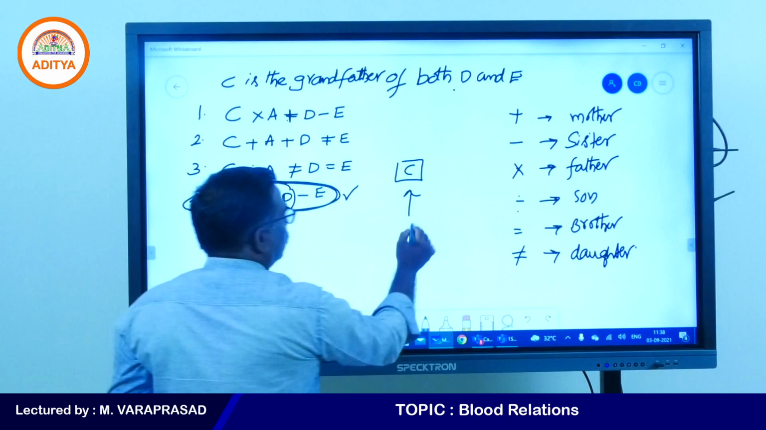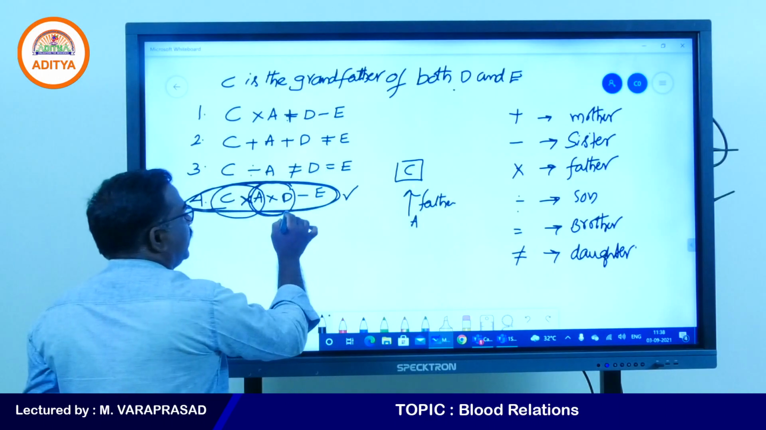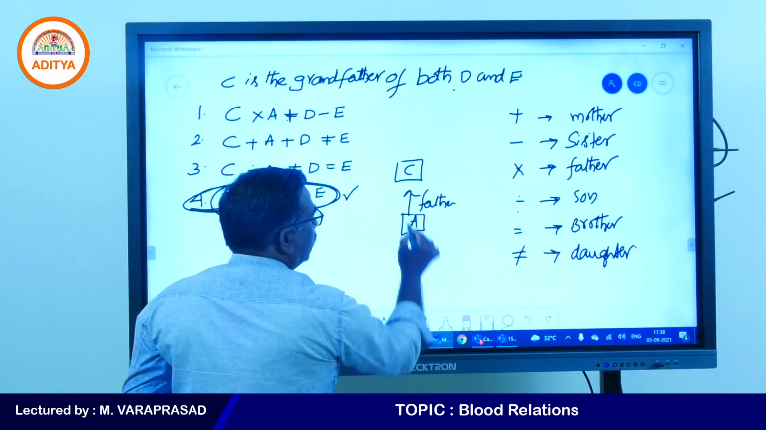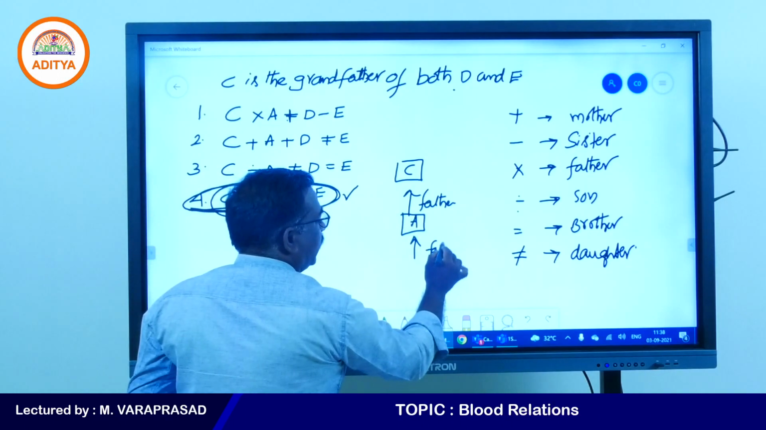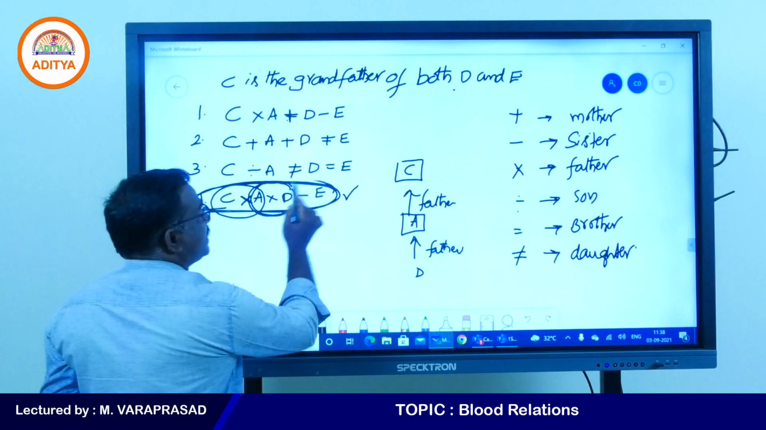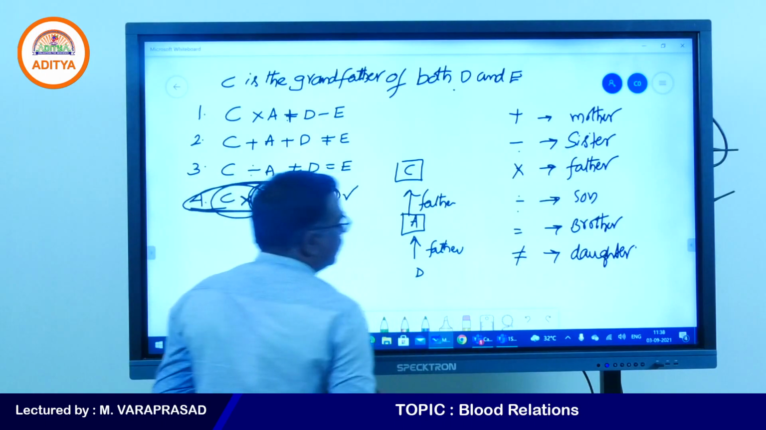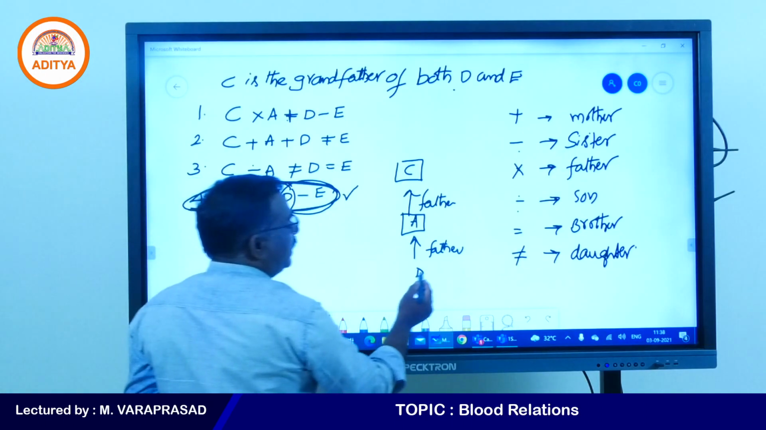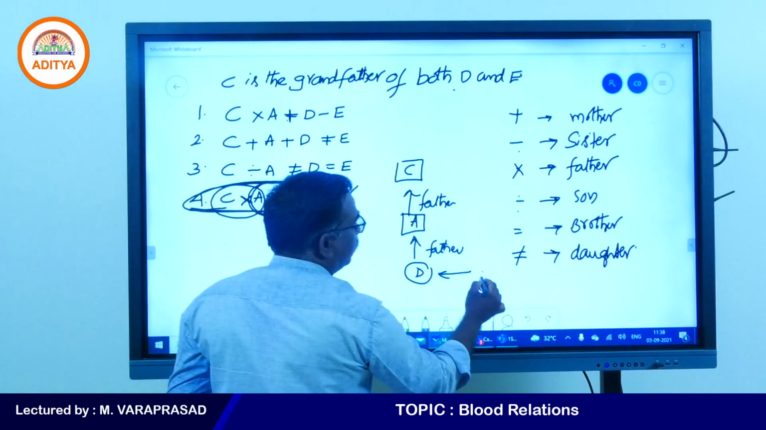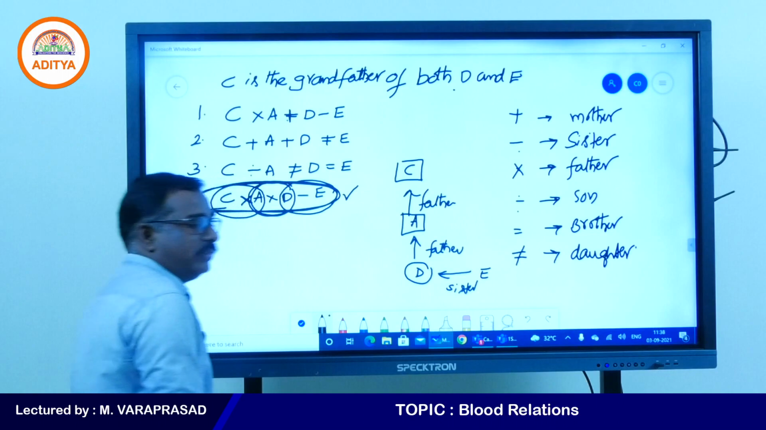First we got C is father of A. Next one, A into D. A is father of D. Next one, D minus E. Minus means sister here. D is sister of E. Same generation.